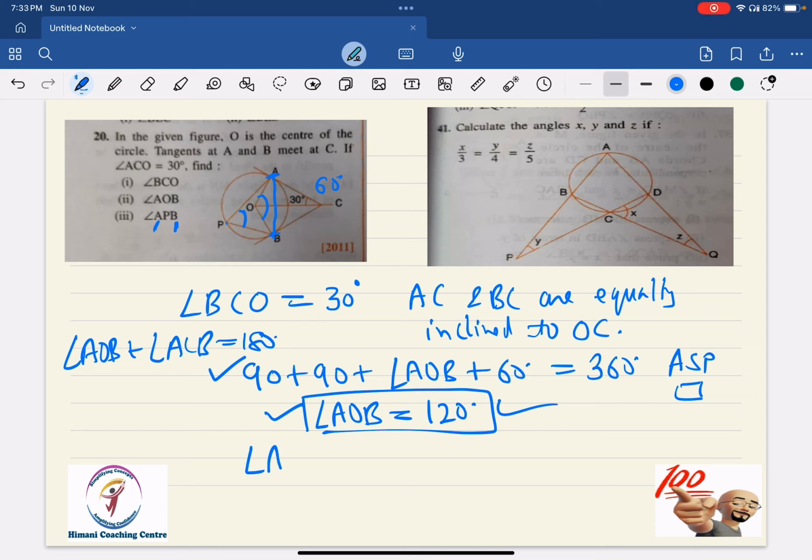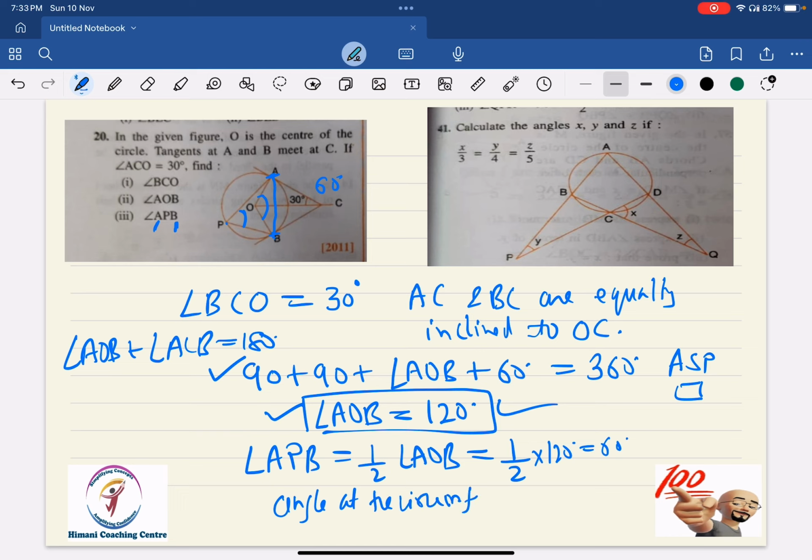So what will we write? We will simply say angle APB is half of angle AOB, and hence it is half times 120 equals 60 degree. What is the reason? You have to write the reason. So you will simply say angle at the circumference equals half angle at the center by chord, and that is our answer. Okay, excuse me for my writing, there is less space there. So this is how we will do this question.